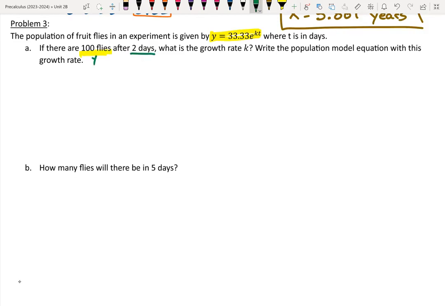What about the 2 days? T for time, right? So let's go ahead and put that in. 100 equals 33.33 e, we don't know what k is, that's what they're asking us to find, times, oh, we know what our t is, times 2. All right. Solve for k.